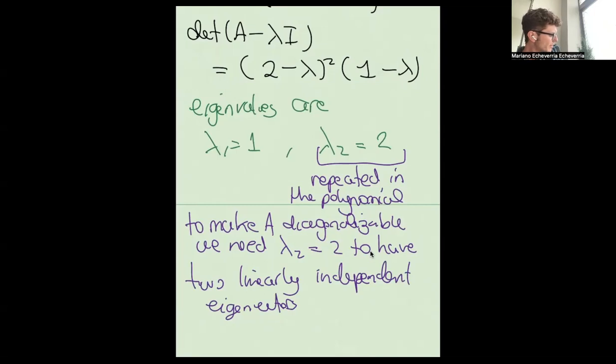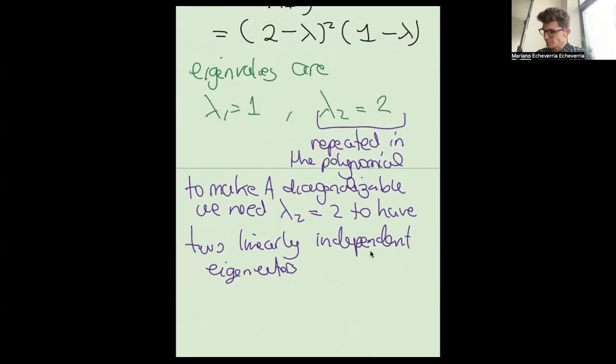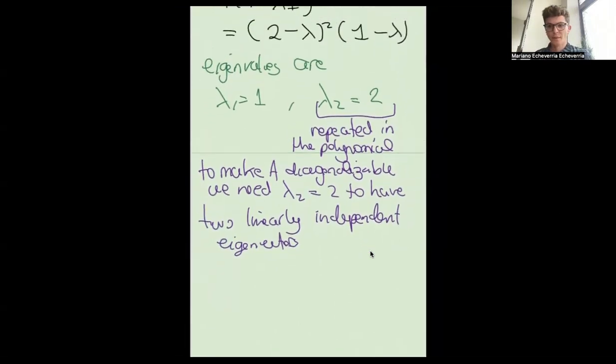Because for the other eigenvalue, lambda equals 1, it only appears once in the characteristic polynomial. There's no chance it will give you more than 1 eigenvector. The only one that could give you more than 1 eigenvector is the one that appears multiple times in the characteristic polynomial. So that's always a fact that will occur. So let's check what the eigenvectors for lambda equals 2 are.